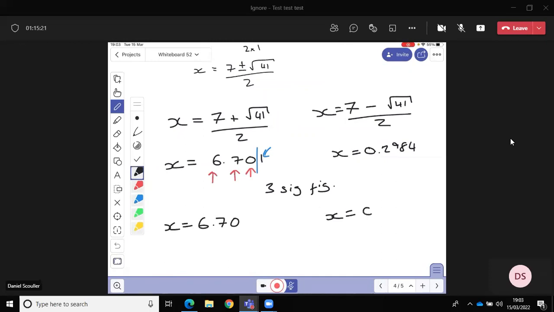x is equal to 0.298. Again, separating that there. That's significant, that's significant, that's significant. That's your 3 significant figures, and then we round using that 4th one. When you've got a 0 in front of the decimal, remember that doesn't count as significant. It has to be there, but it doesn't count as significant.